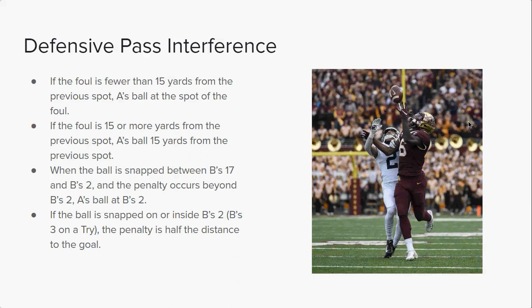So if we were snapping the ball at position 1, and we throw a ball all the way to the other side zone and it's incomplete, we have pass interference. If we're going to the spot of the foul because it's less than 15 yards, we'd put the ball in position 5. If we're going 15 yards from the previous spot because it's more than 15 yards, and that would include moving the ball to B's 2-yard line based on the principles of the third bullet, we'd put the ball back at position 1 because we'd be enforcing the penalty from the previous spot.